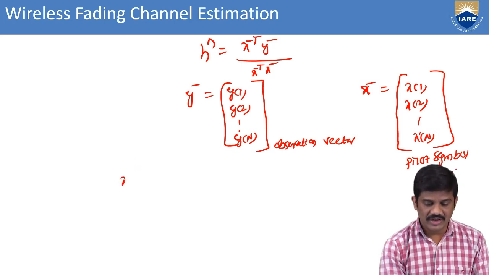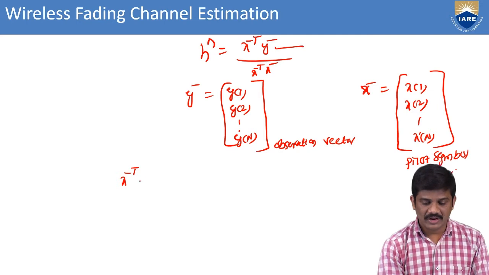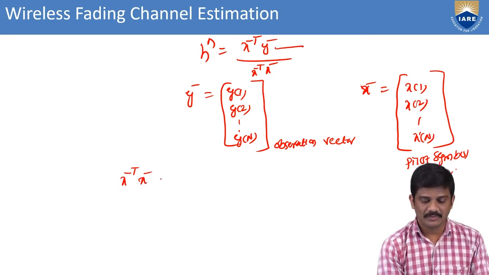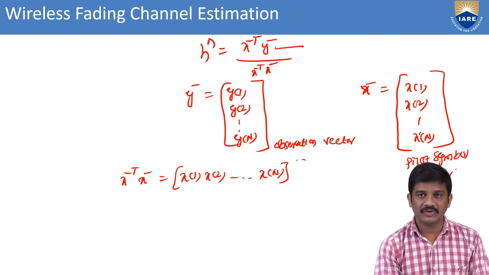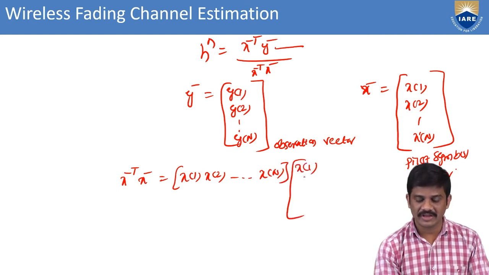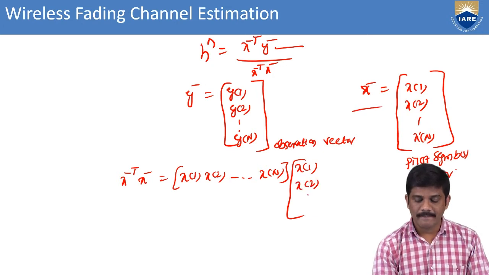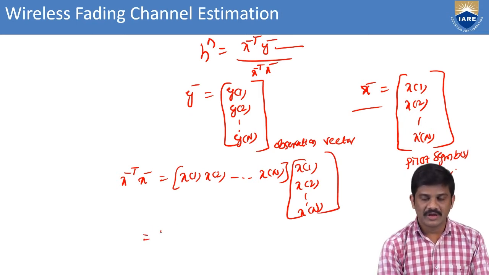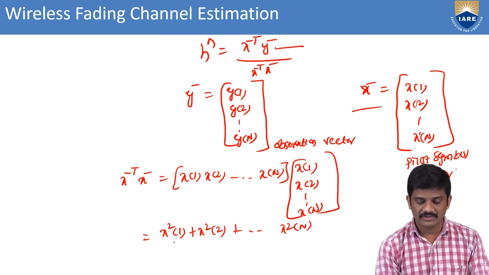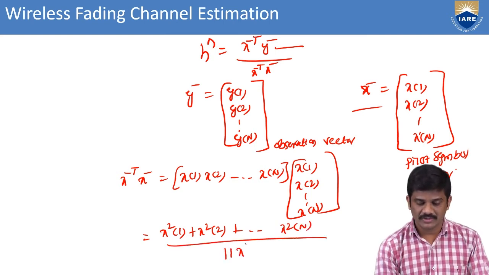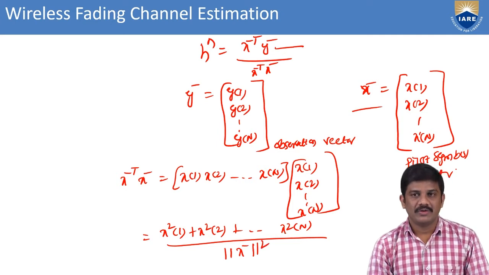Then we can write x transpose and x bar. Sorry, x bar. Then we can write x of 1, x of 2, up to x of n, and that is a transpose. Then we can write x of 1, x of 2 up to x of n, and we get the equation. Then we can write x square of 1 plus x square of 2 plus up to x square of n, which is x bar mod square.